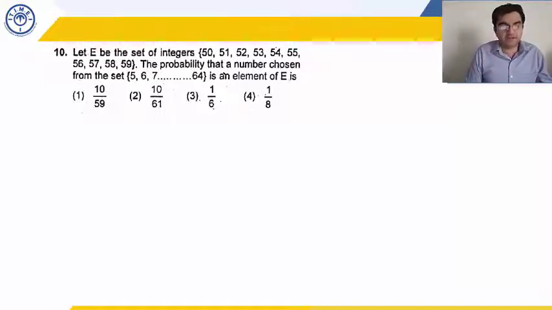Now, 8 is not a factor of 60. 61 is not a factor of 60. 59 is not a factor of 60. So the answer should be option number 3. And now let's look at this another way. We know that denominator is 60.